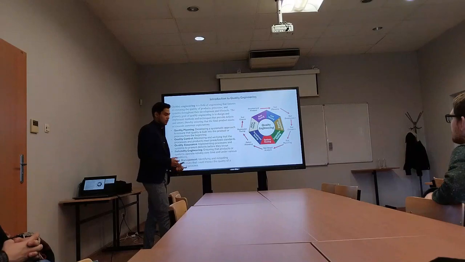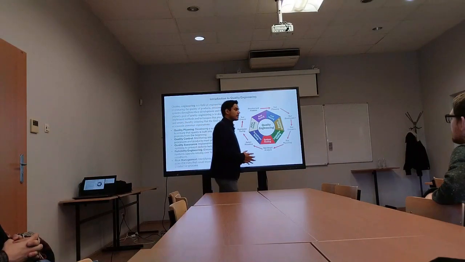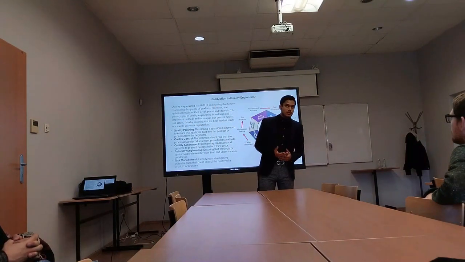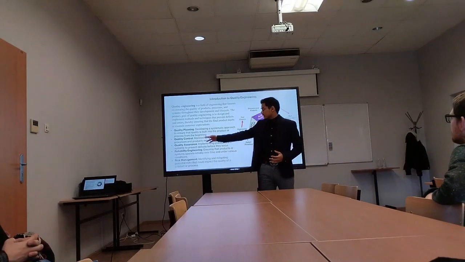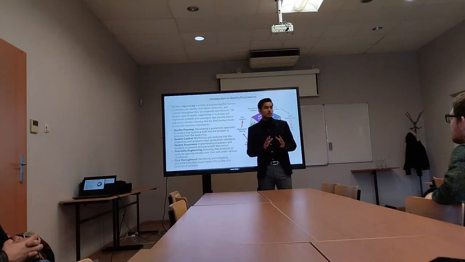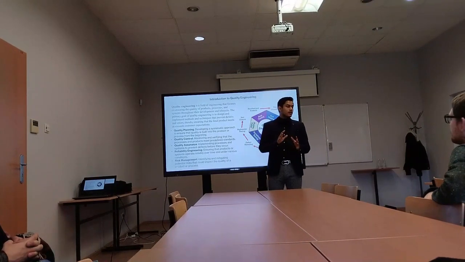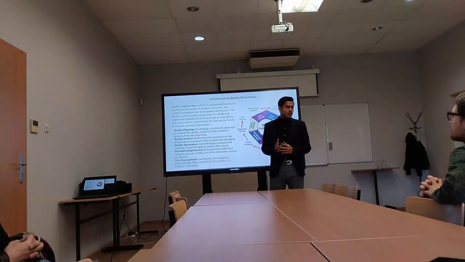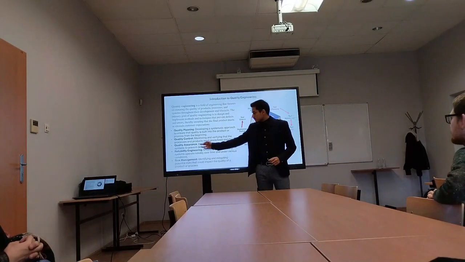One is quality planning. Quality planning is to plan the quality of the product throughout the whole process. The second is quality control. Quality control basically is to control and monitor the production quality throughout the whole process. Then we have quality assurance.